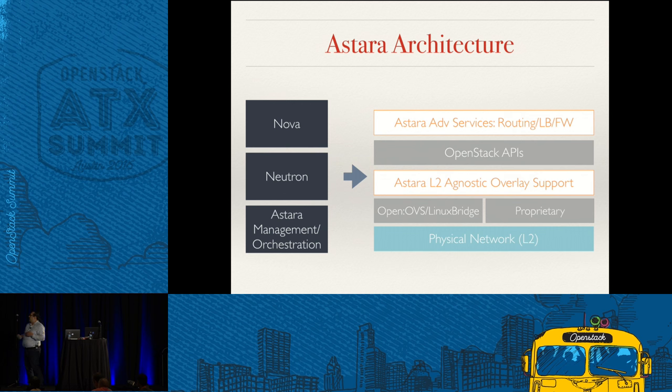Since we're agnostic to what overlay support we want, we utilize the OpenStack APIs, and all the other features that we want to provide are done through these service VMs that we spin up in the environment. And that's kind of the key aspect of this. These service VMs are the data plane element in your environment. The control plane, we don't modify, unlike some other solutions.